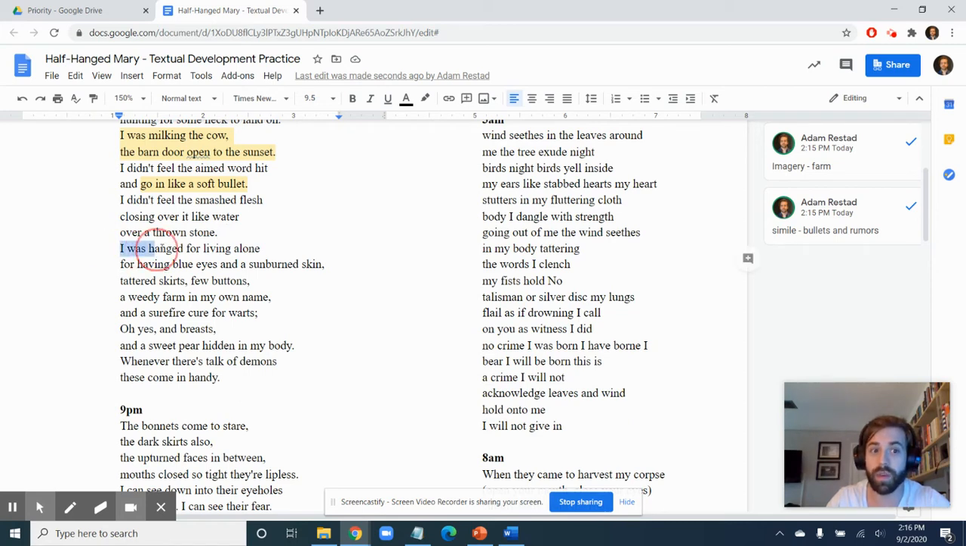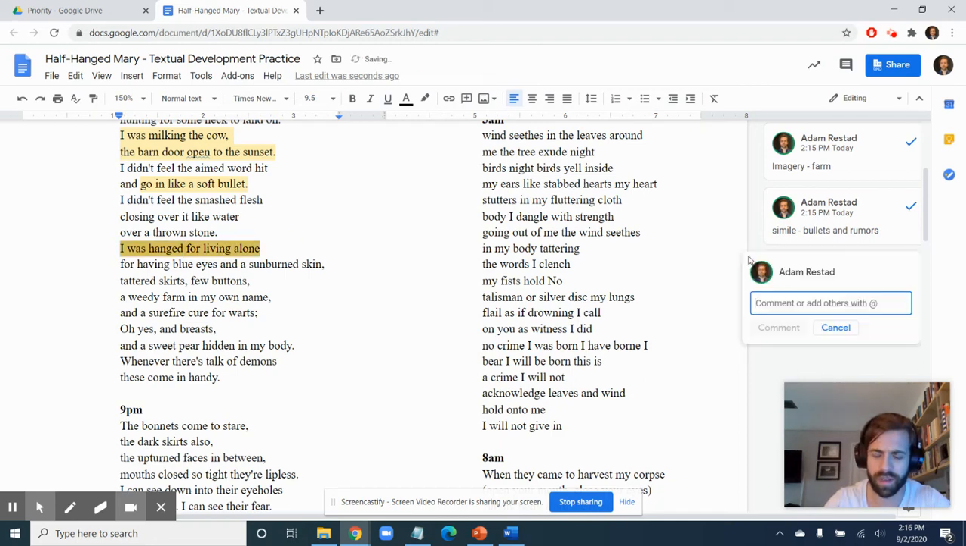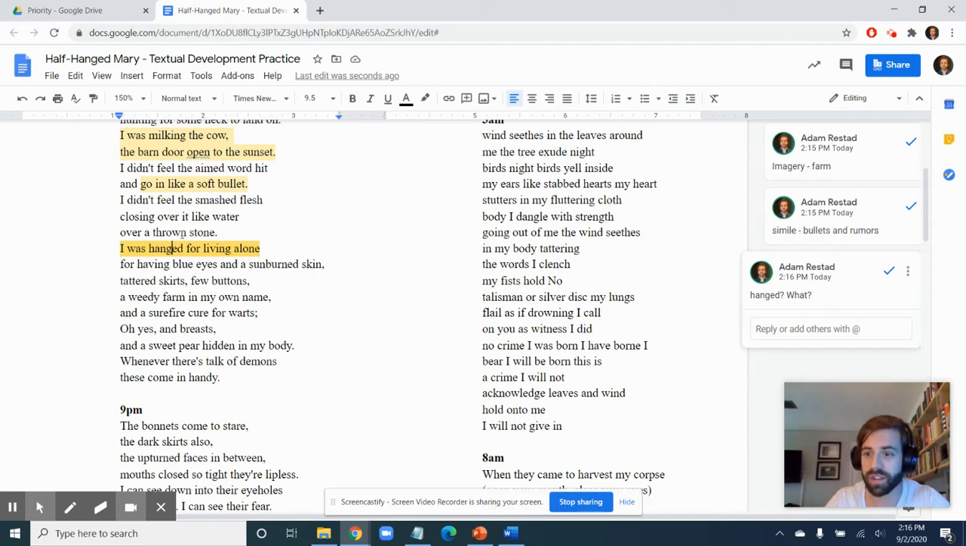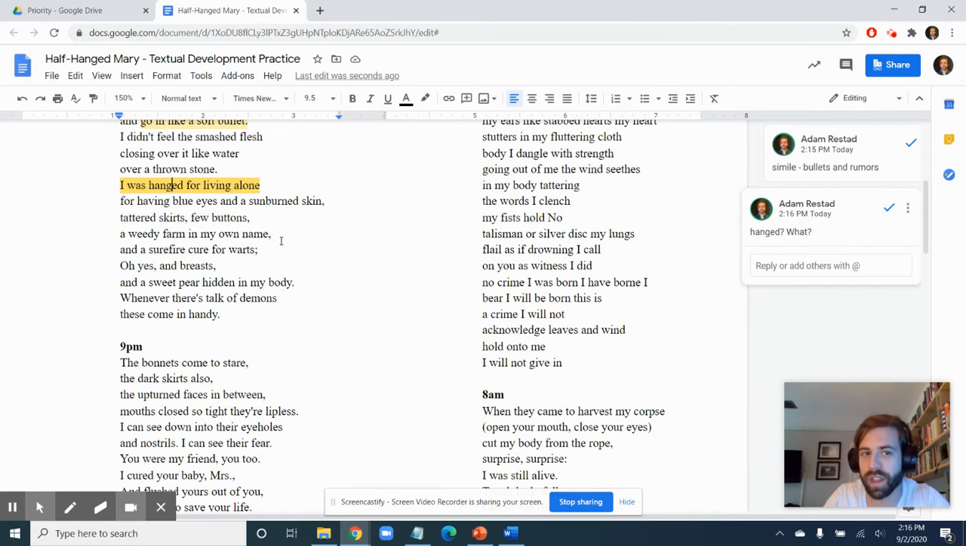And then she comes out real hard. I was hanged for living alone. Like, whoa. I'm going to just put a comment in. Hanged? What? That seems like a pretty serious escalation. She goes from having an accusation to all of a sudden very clearly stating that she got hung. And then she lists all the reasons why she thinks that she was hung.